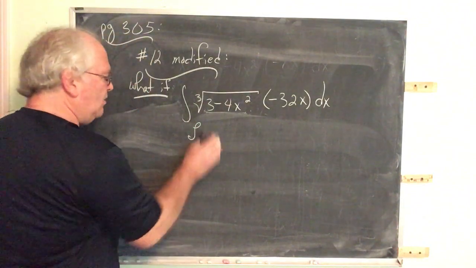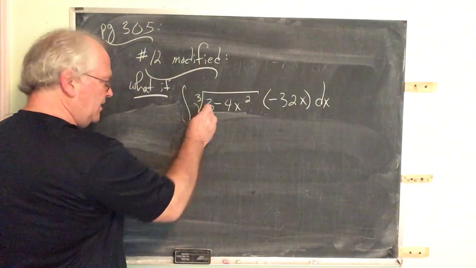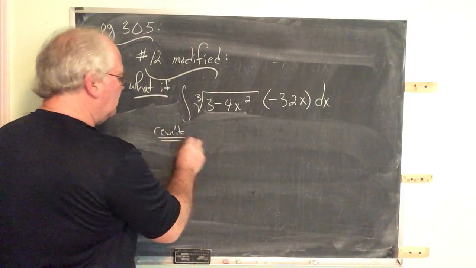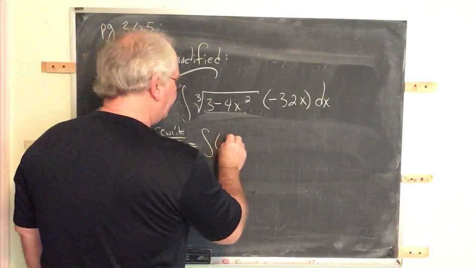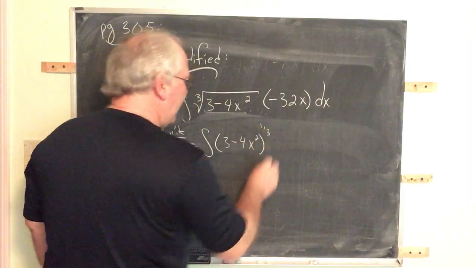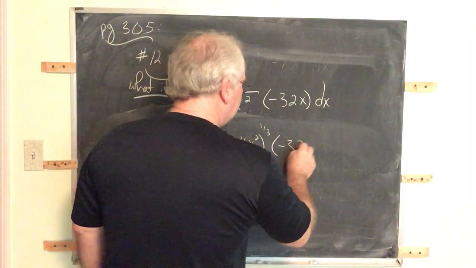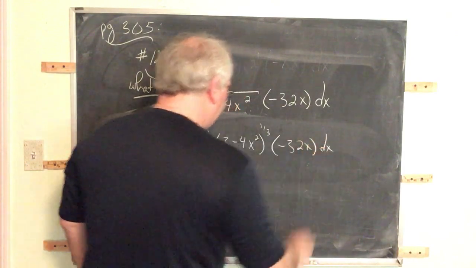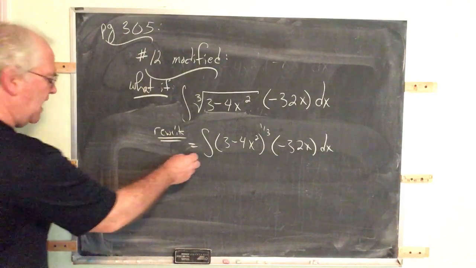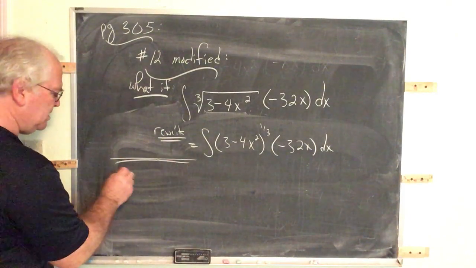Well, first off, we're going to rewrite this to get rid of the radical. So this is simply rewrite. There is no calculus taking place here. 3 minus 4x to the second, to the 1/3 power. And this is still times negative 32x dx. Now, everything needs to get translated into the u language. I'm going to move this over here to the side just a little bit so I have a little more space.